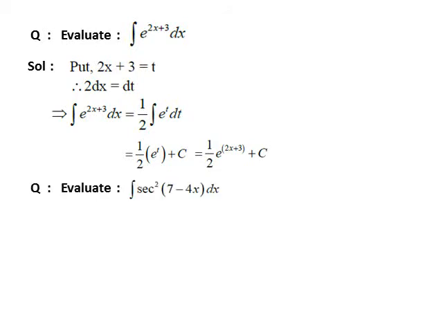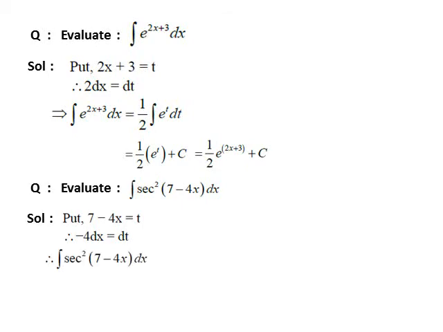Take another question. To find integral of secant square 7 minus 4x with respect to x, put 7 minus 4x equals to t. Therefore, minus 4 dx equals to dt. It implies that dx equals to minus 1 by 4 dt.